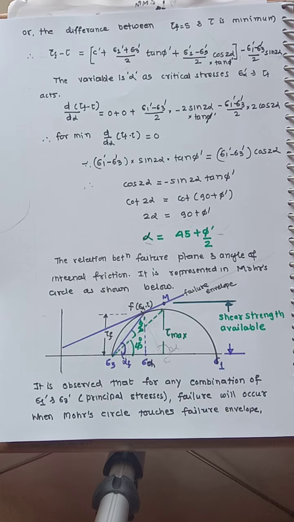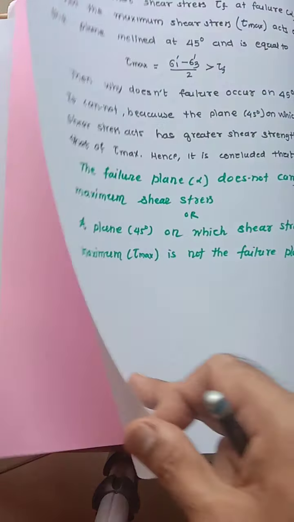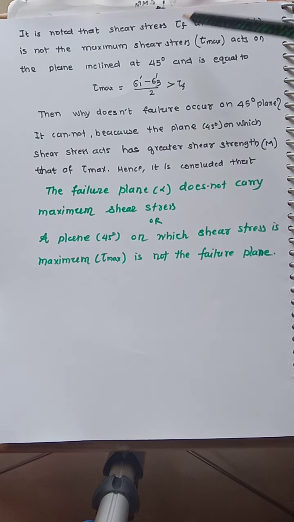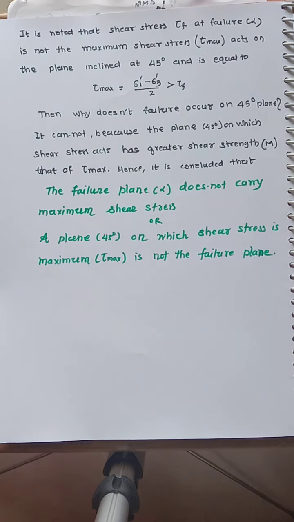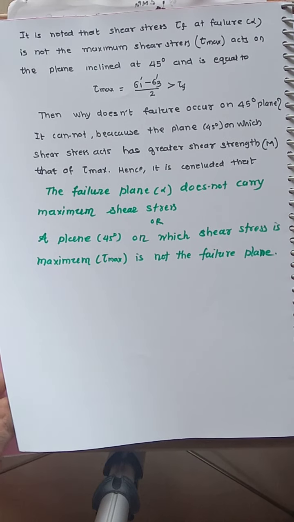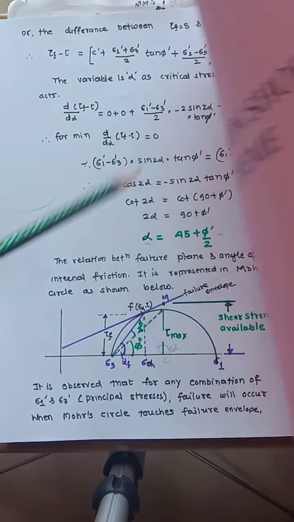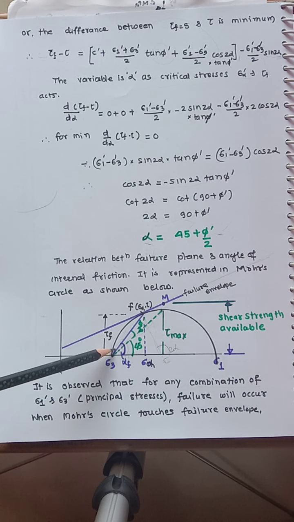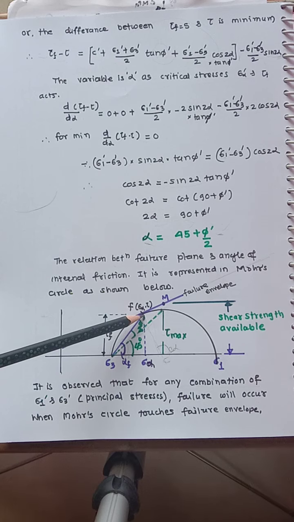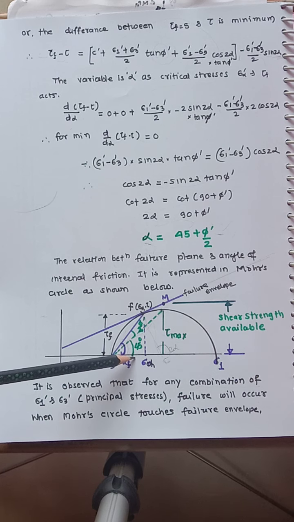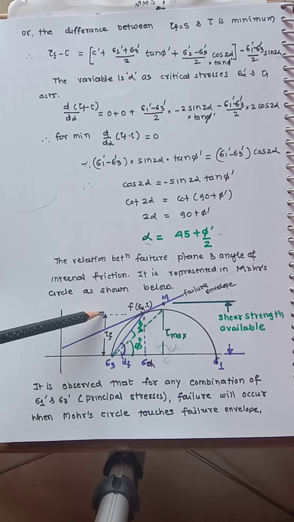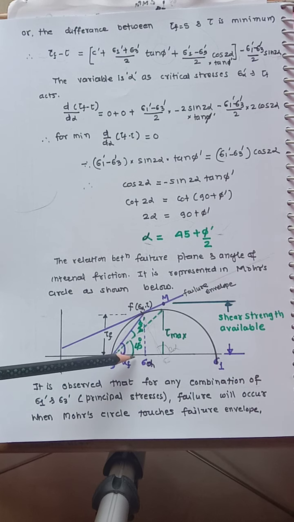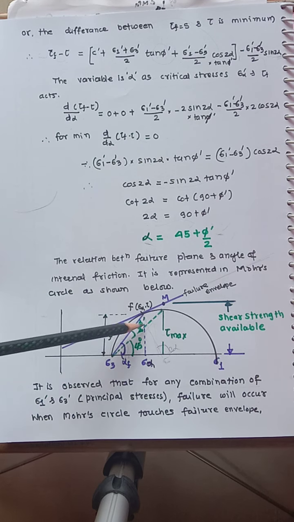Okay, another important condition: it is noted that the shear stress tau f at the failure plane, that is alpha, is not the maximum shear stress acting on the plane inclined at 45 degrees. The meaning is that the shear stress causing failure is not the maximum shear stress. In other words, the plane on which failure occurs is a different plane, that is 45 plus phi by 2, not 45.